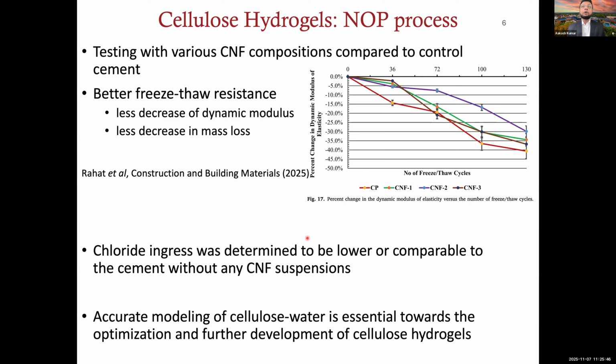So that's where we also want to come in. And modeling of cellulose and water, for example, is essential if we want to understand what happens at the atomic scale, and how we can further optimize and develop these kinds of gels for different types of properties, such as an antifreeze material, right?